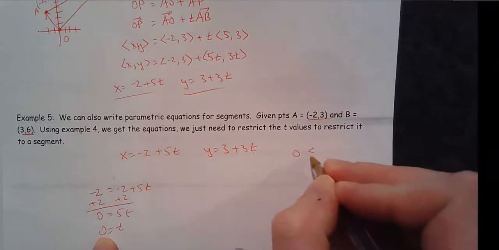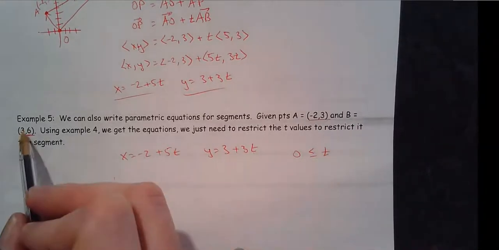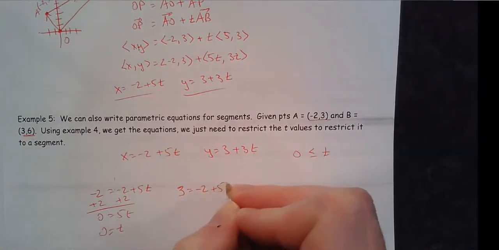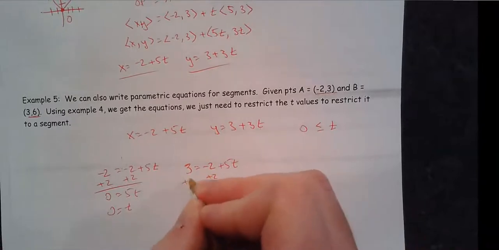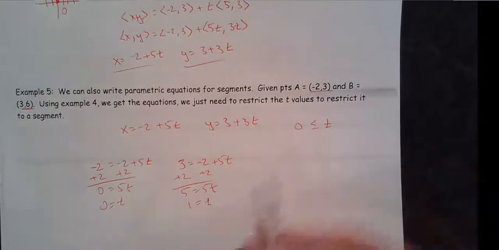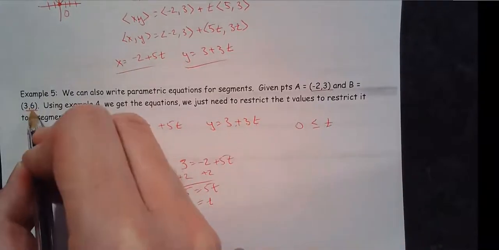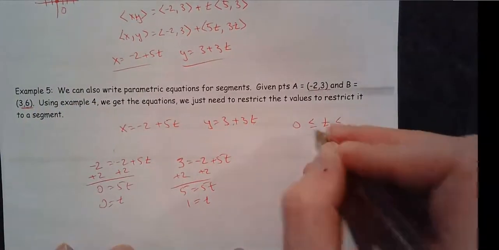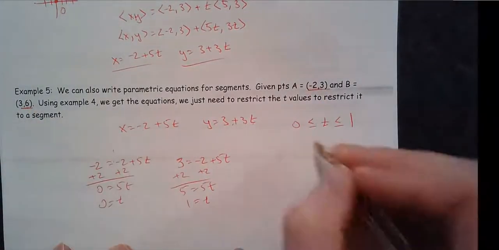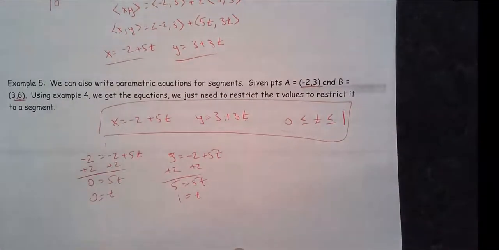So I'm going to let t start at 0, and then where do I want it to end? What would I plug in to make x equal 3? So I plug in 3 for x: 3 equals -2 plus 5t. Add 2, so 5 equals 5t. So t must equal 1. Double check that it works with the y too. 1 times 3 plus 3 is 6, and that's the y I want it to end at. So I just need t to be between 0 and 1 to make up this line segment, so it has that beginning and ending point. Same answer, but I have to add the restrictions on t.